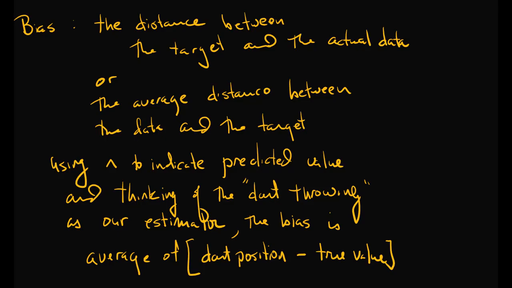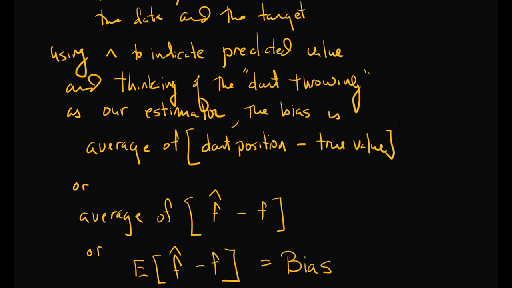So we can say that the bias is the distance between the target and the actual data, or we can say it's the average distance between the target and the data, and using the caret to indicate the predicted value, and thinking of the dart throwing as our estimator, the bias is the average of the dart position and the true value. Or we can say it's the average of F hat, that's the estimator, or, remember, the darts are kind of like the estimates that we're trying to make. So it's the average of F hat minus F, or using the idea of the expected value instead of average, it's the expected value of F hat minus F. So that's the bias.